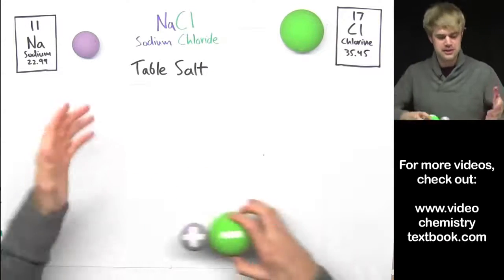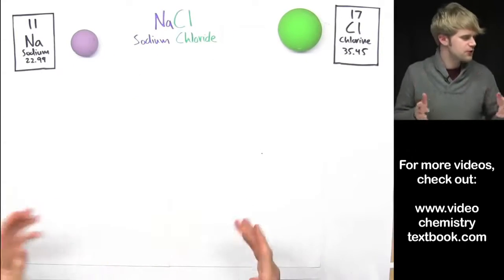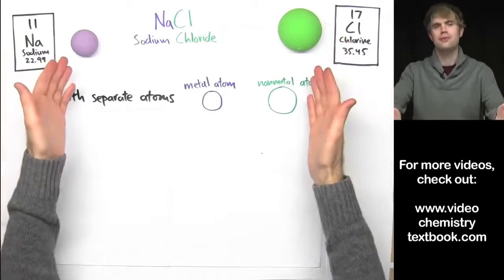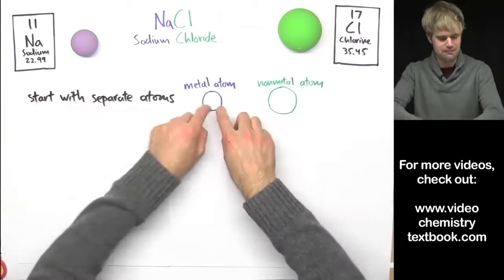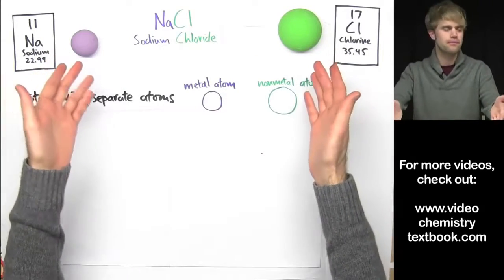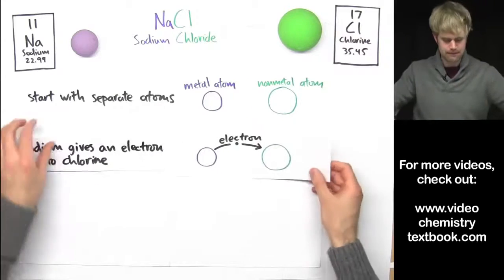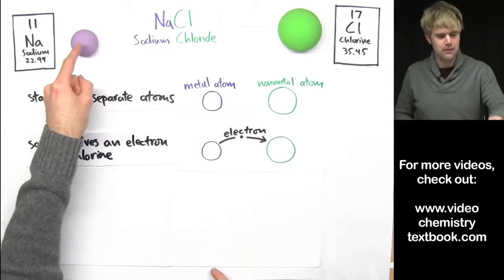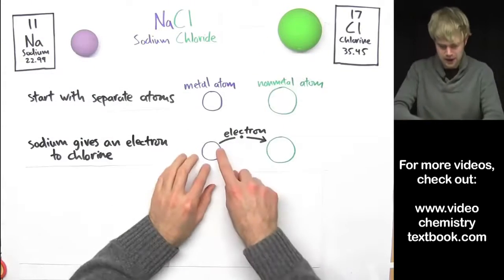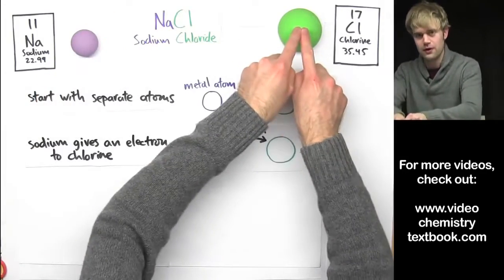Let's look at the steps that we have to take to go from this to this. The first step is pretty much what I have right here. We're starting with two separate atoms that aren't connected. We have the metal atom, the sodium here, and the non-metal atom, the chlorine, over here. Now the first thing that happens on the road to an ionic bond is that the sodium atom gives one of its electrons to the chlorine atom. Here's the electron moving between the two of them, from the sodium to the chlorine.